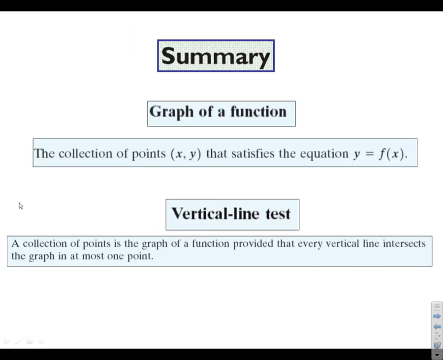All right, that's it for 3.2. Just a quick summary there. The graph of a function is the graph of the collection of points. The vertical line test tells you whether or not you have a function.